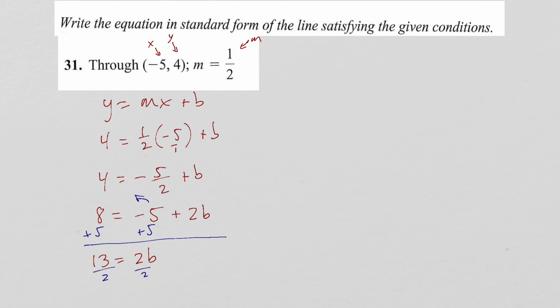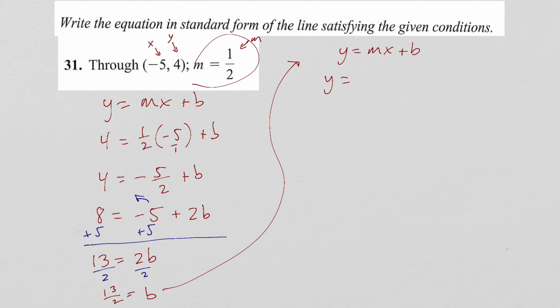And we're going to get b is equal to 13 over 2. So let's bring this up over here. So we start with y is equal to mx plus b. We know our m because we started with that, and we've just solved for our b.